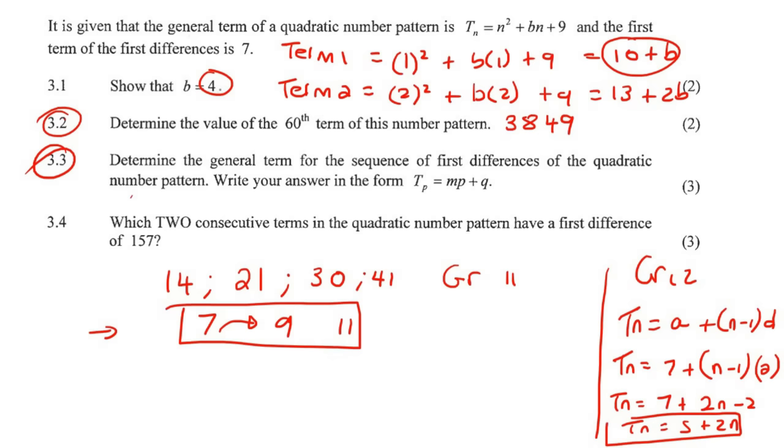So you could now use this over here. Instead of saying n, we could say p. So we could just say 2p plus 5.